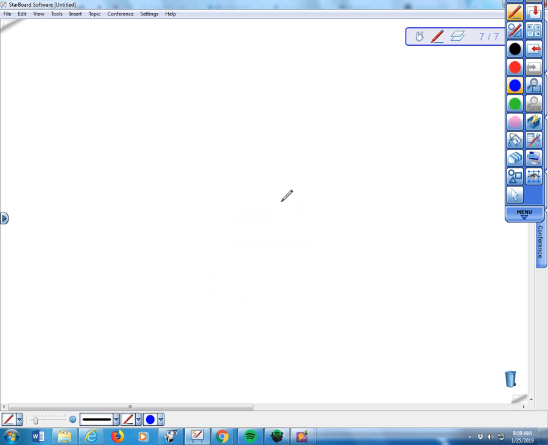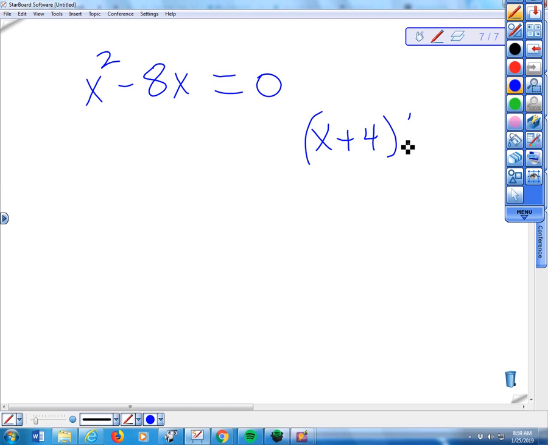Solve the quadratic equation by factoring. Okay, I had lots of people do this. What is that when you FOIL it on the right? 16. X squared minus 16. Thank you.